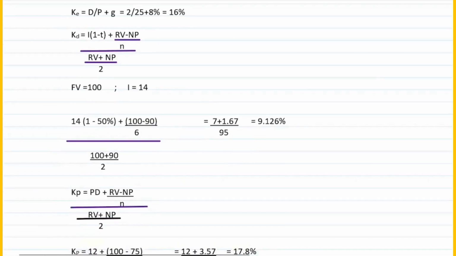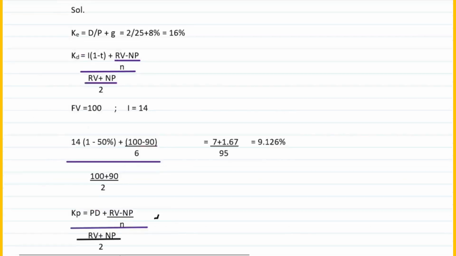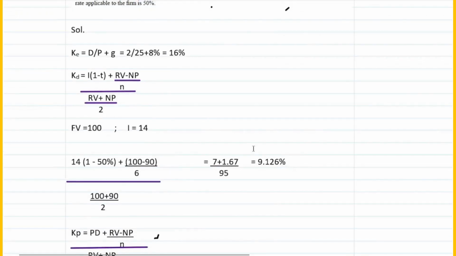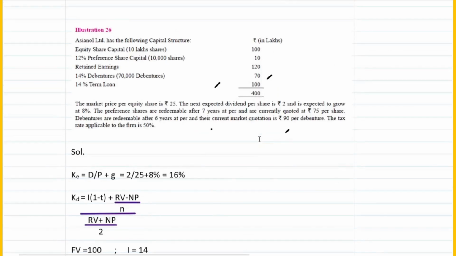The next formula, KP. KP is similar to the formula of KD, whereas there is no tax deduction portion in this. So it is preference dividend plus RV minus NP divided by N, the whole divided by RV plus NP divided by 2. So what is the preference dividend here? When you go to the question, the details given are 12% preference shares. And the value of the preference share capital is 10 lakhs. Number of shares is 10,000.